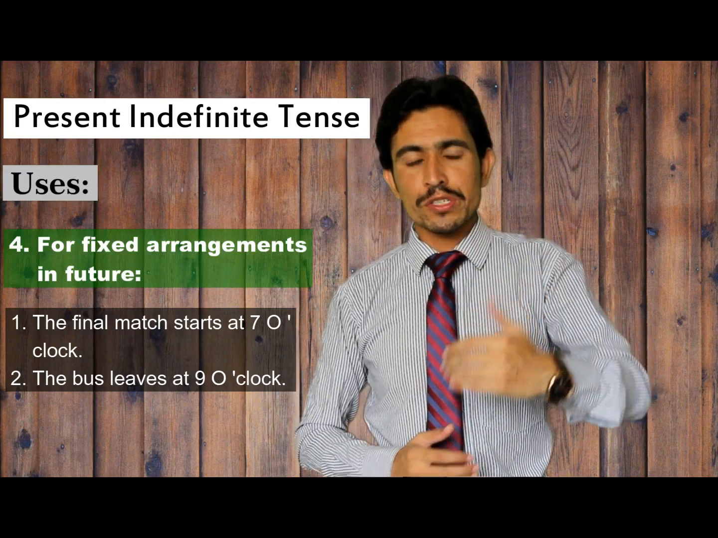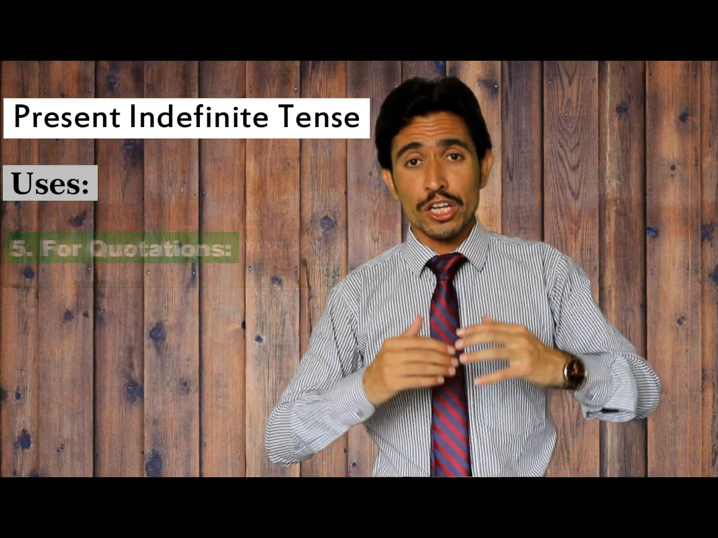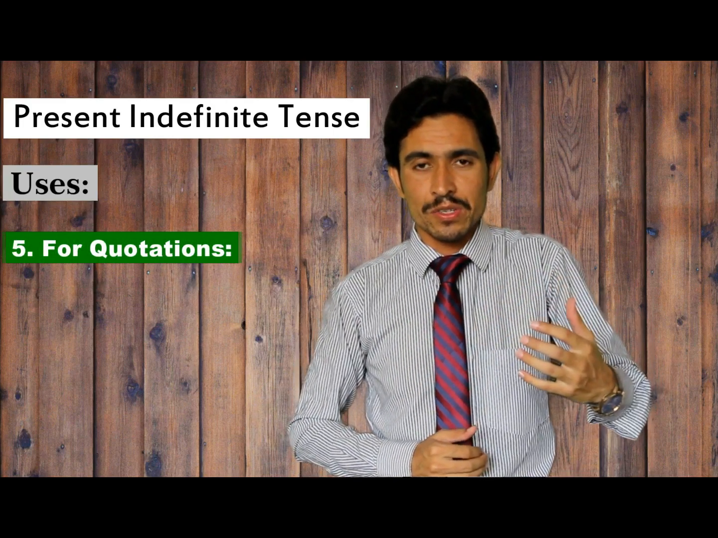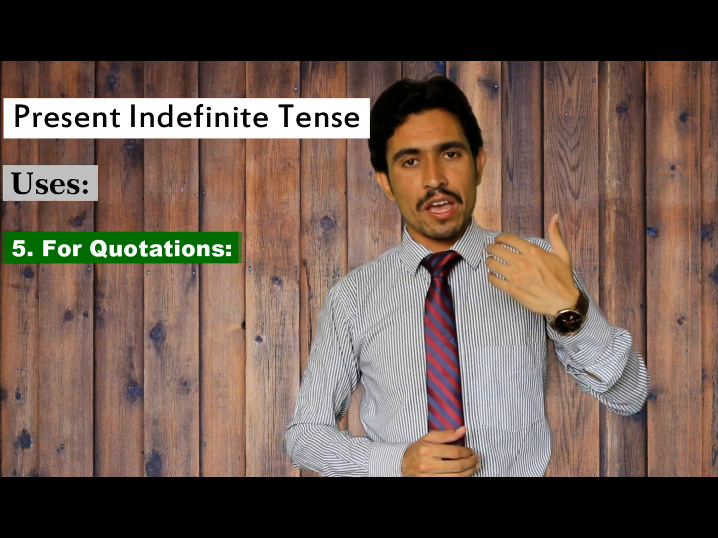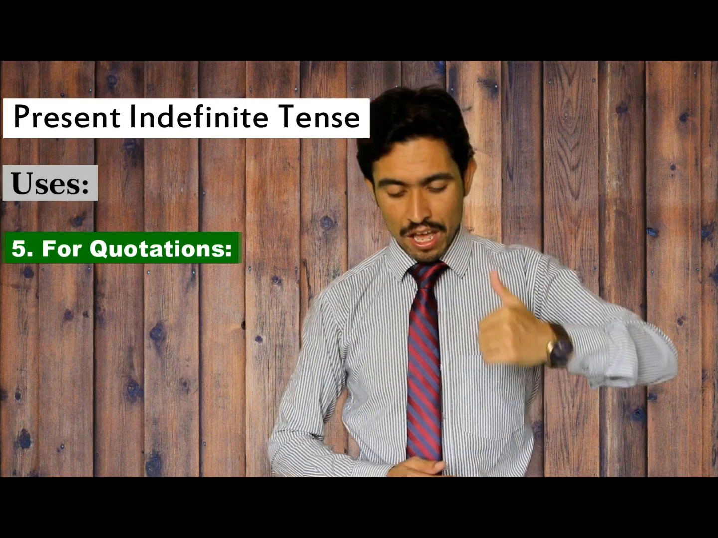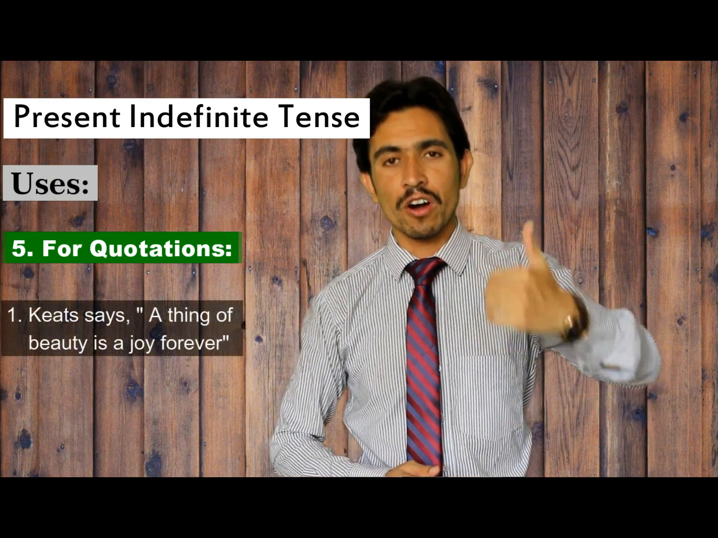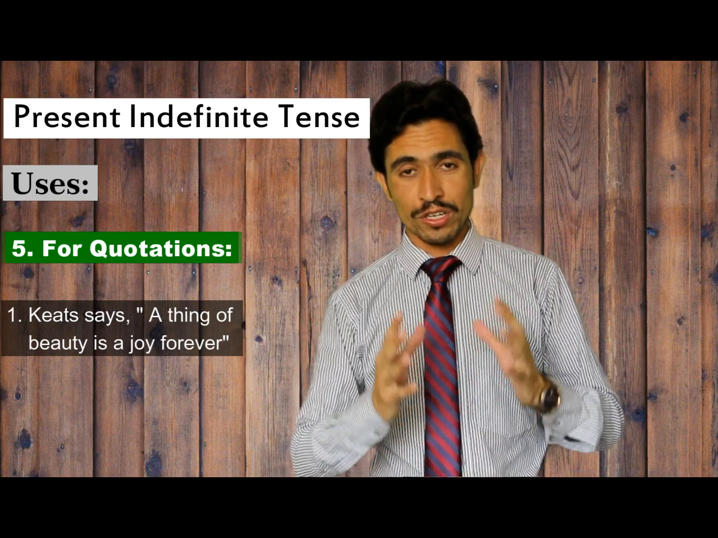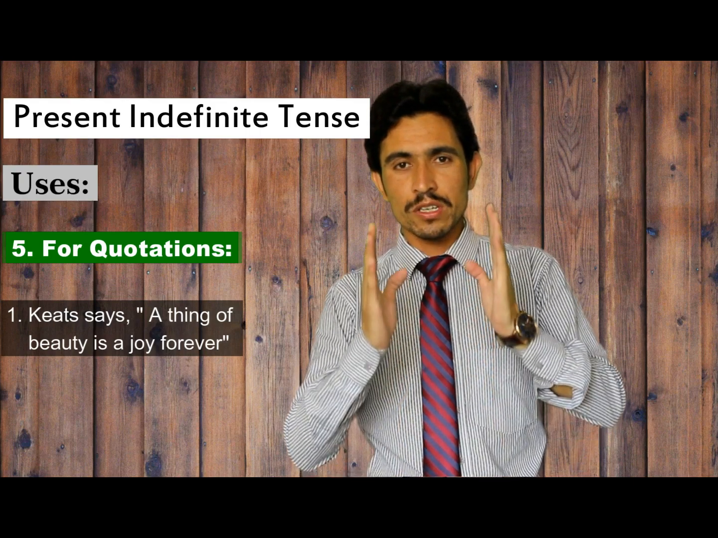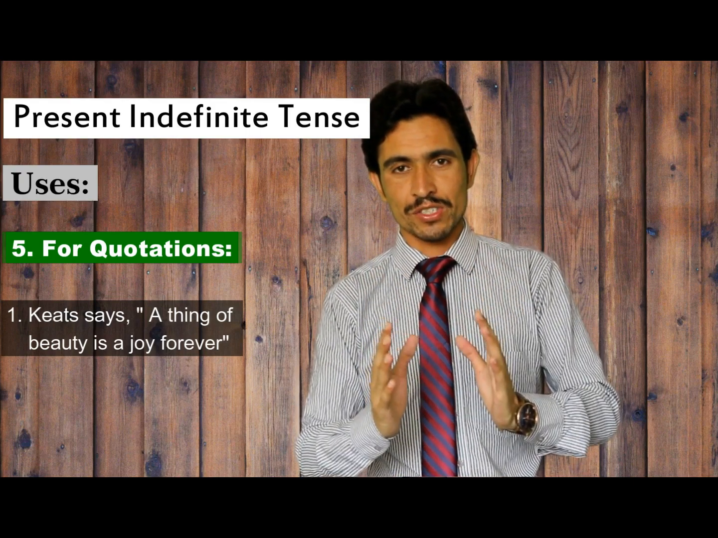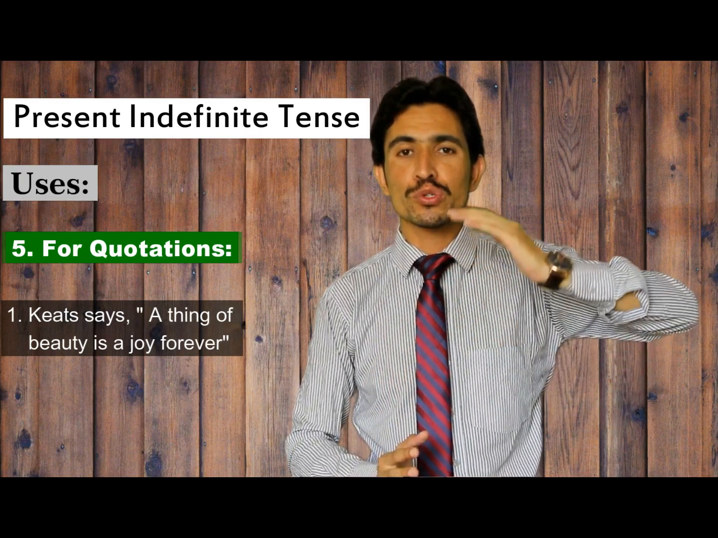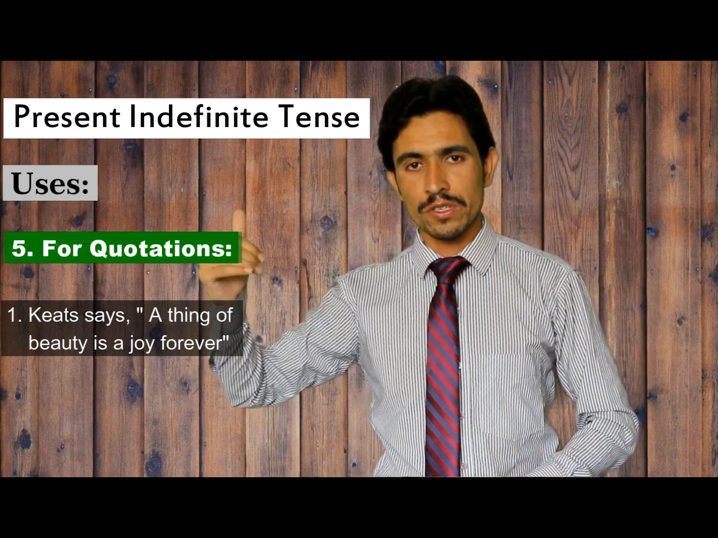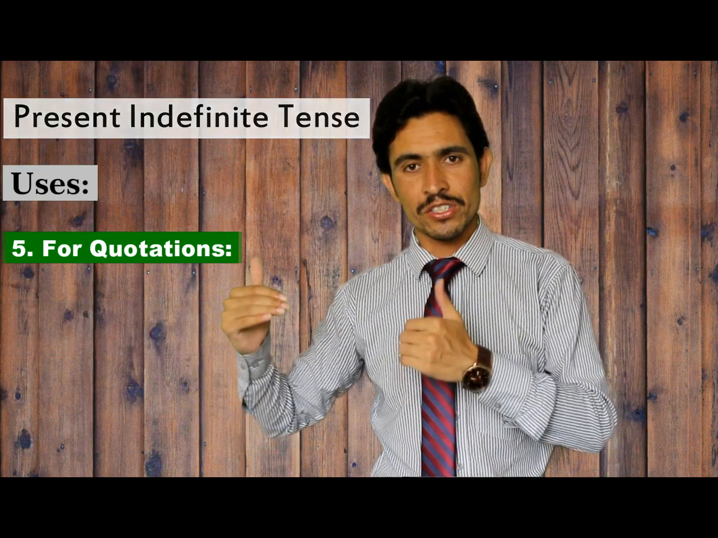And we can also use simple present tense to introduce quotations. For example, Keats says, there is a quotation of Keats, a thing of beauty is a joy forever. So this is a wonderful quotation of Keats's. So you can say that we use simple present tense to introduce quotations. So these are some uses of simple present tense.